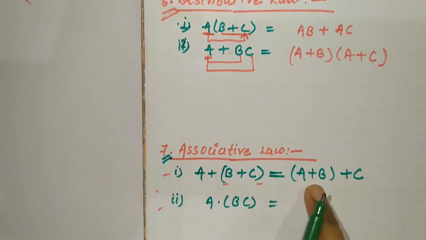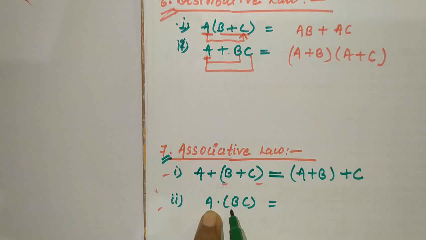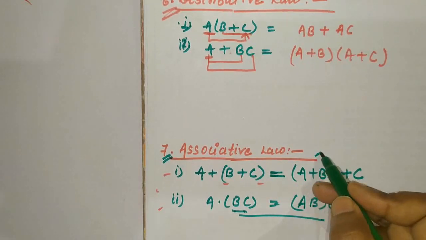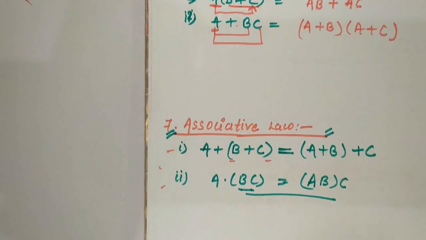Both are equal. And the next one is here also, b or c in bracket, but by the equal to sign we have to put a and b in one bracket, then we have to write the next variable. Both are equal. This is the associative law. Next is the absorption law.